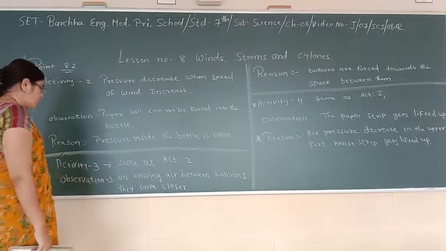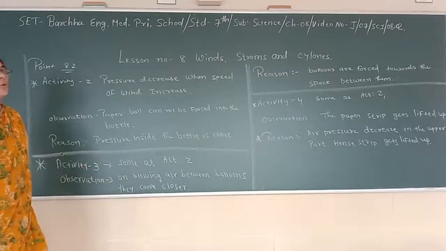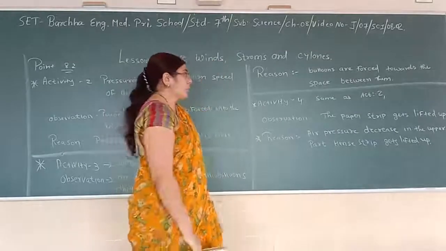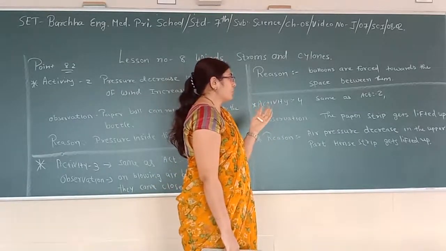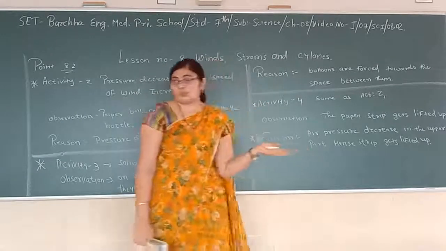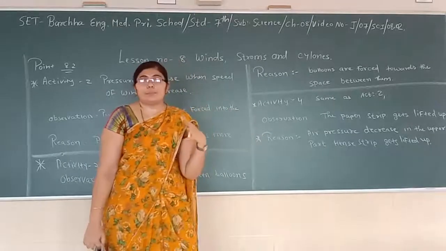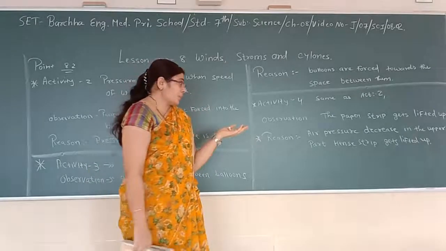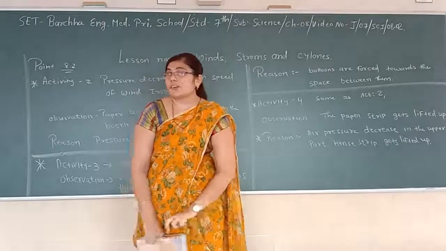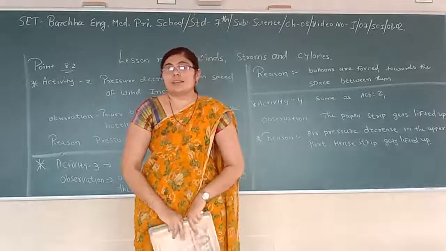Now, activity 3. When we blow air between the balloons, they come closer. When you blow the air between two balloons, they come closer. Reason: the balloons are forced towards the space between them. Now, activity 4. We prove the same thing. Observation: the paper strip gets lifted up. Why? Air pressure decreases in the upper part and the strip gets lifted up. So, here the 8.2.